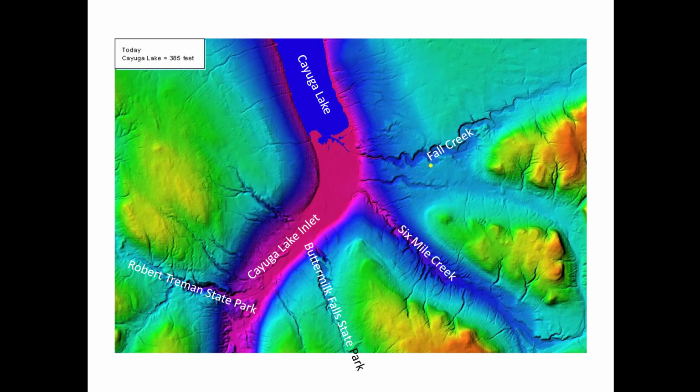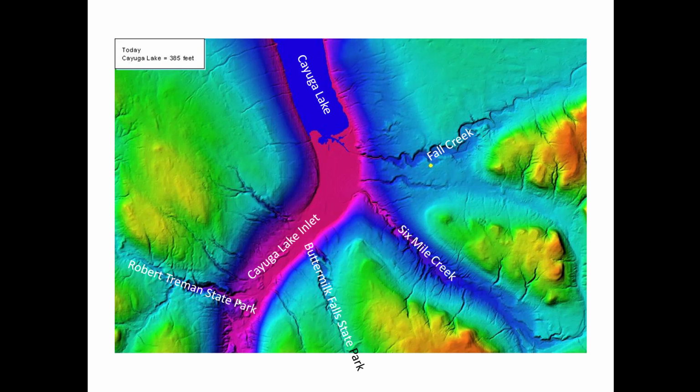So here is a map of the Ithaca region, and here's Cayuga Lake. This is a shaded relief map. The cooler the colors, the lower the elevation. And so here is the inlet to Cayuga Lake. This is Fall Creek, which goes right through the Cornell campus. Here is 6 Mile Creek, which is full of gorges. Here's Buttermilk Falls State Park, which I just showed you a picture of, has waterfalls and gorges, and Robert Treman State Park.